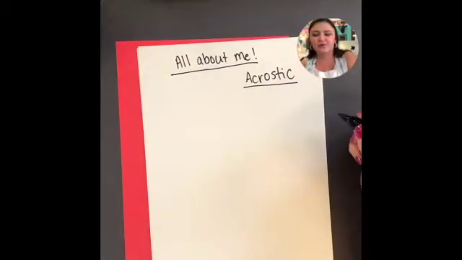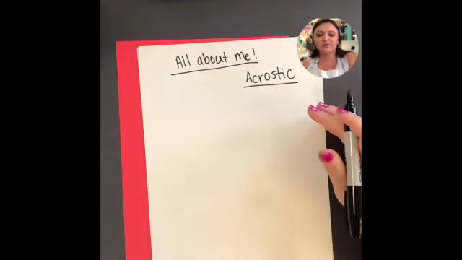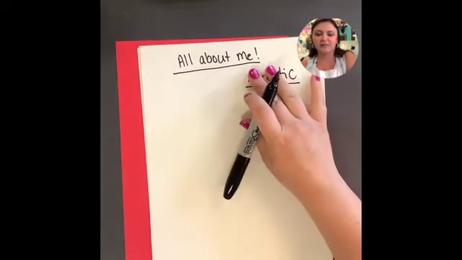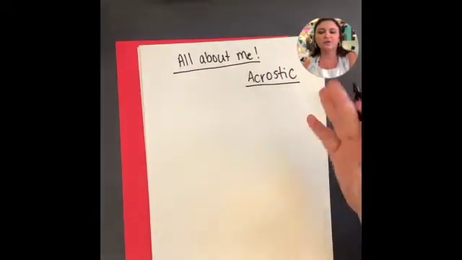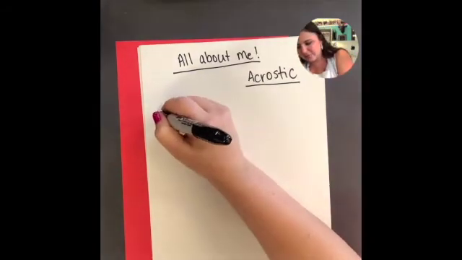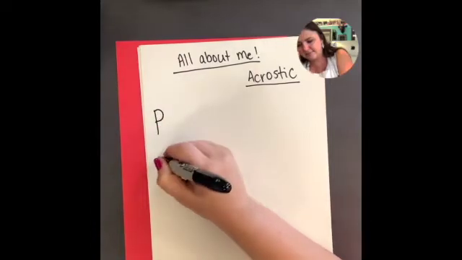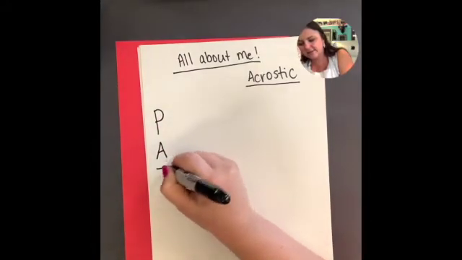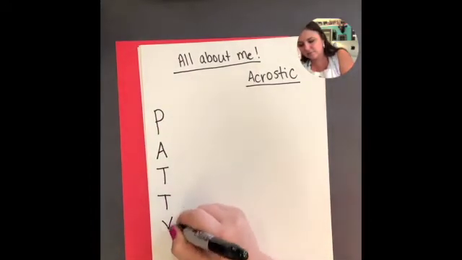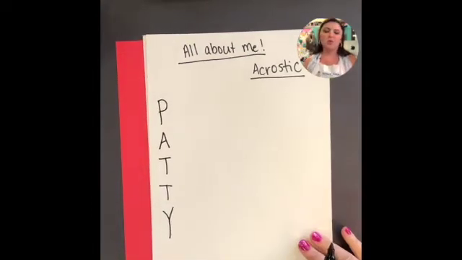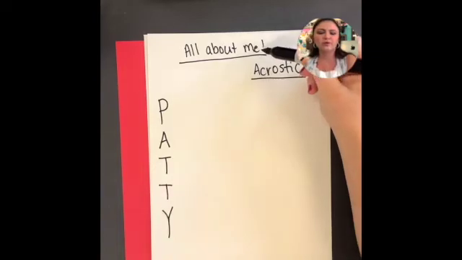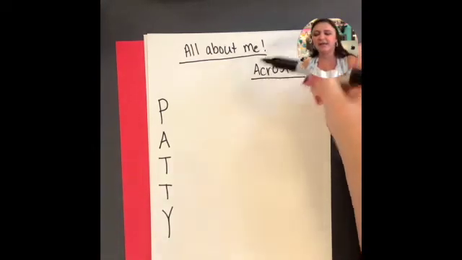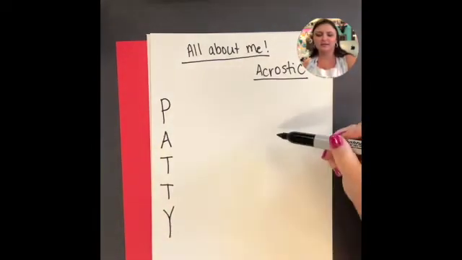The main thing with acrostic is you want to connect all about me with words that are going down or across. So for example, I'm going to start my acrostic poem. And I'm going to put Patty going down. Now, once I have Patty, I need to think, what are some things about me that I can write across?